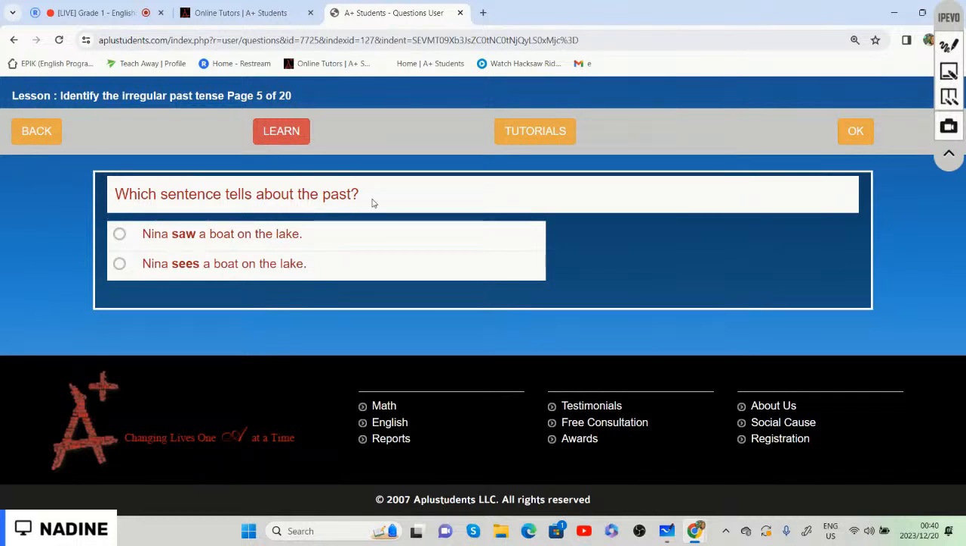Which sentence tells us about the past? Nina saw a boat on the lake or Nina sees a boat on the lake. Which one shows the past tense? It's a sentence that tells us about the past. Is it Nina saw a boat on the lake or Nina sees a boat on the lake?